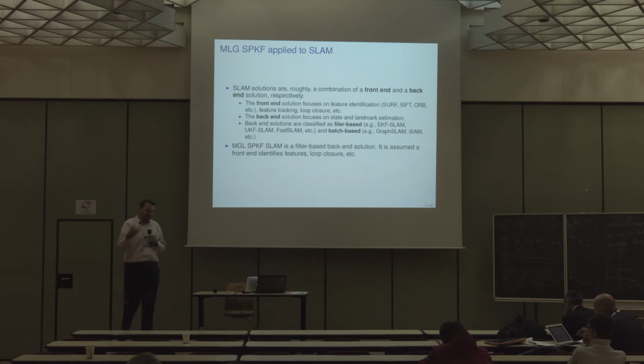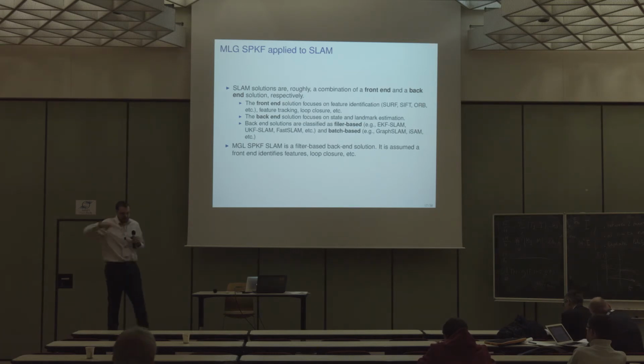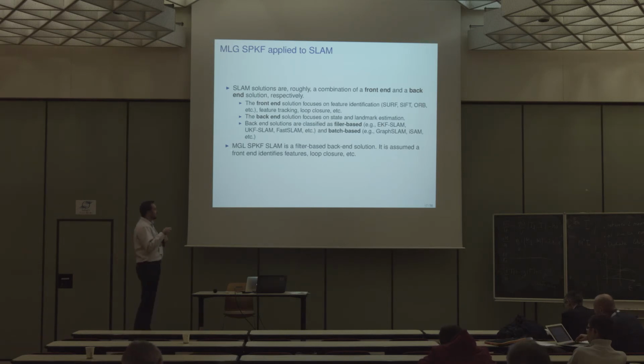In the robotics community, SLAM is really divided up into two parts, a front end and a back end. The front end is really vision algorithms, like feature extraction, things like that. And the back end is essentially the estimation procedure. So I'm sweeping the whole front end problem under the rug, which is challenging. I'm not saying it's easy, but I'm just focusing on the back end, which is this matrix Lie group SPKF being applied to the SLAM problem.